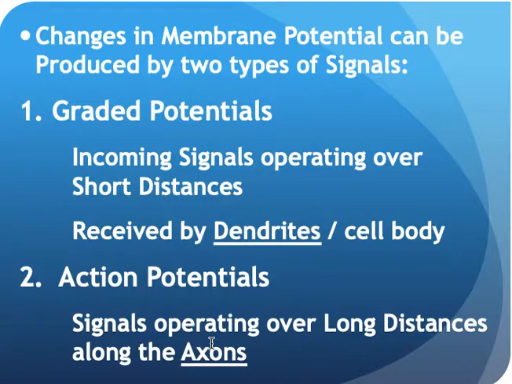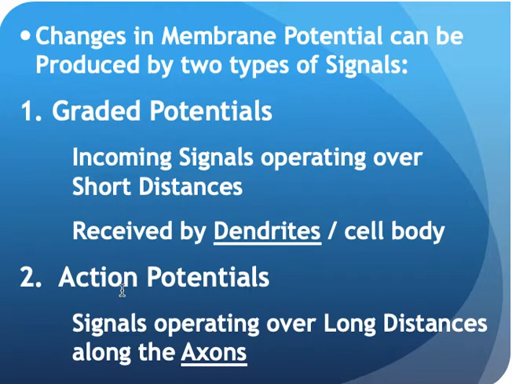Okay, so changes in membrane potential can be produced by two signals. We get graded potentials. And again, for graded potentials and action potentials, you want to remember which one is over short distances and which one is over longer distances. Okay, so graded potentials are incoming signals, but they operate over short distances, and they use the dendrites because our dendrites are way shorter. Remember we said the dendrites are bringing these signals into the cell body.